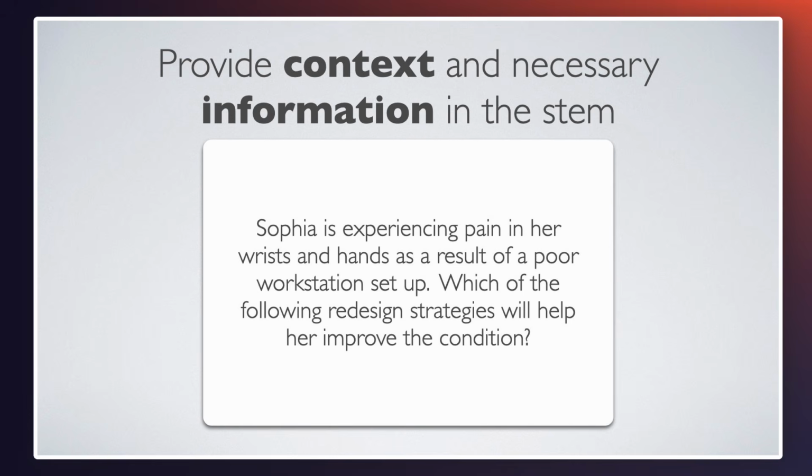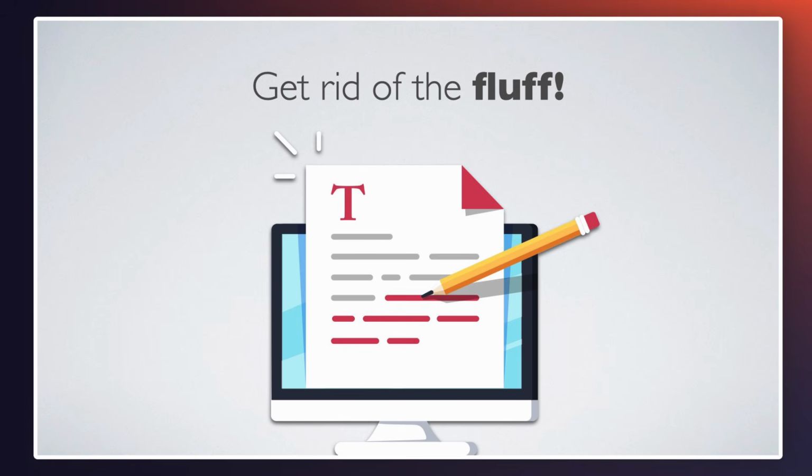Okay, let's move on. The next one is get rid of all the fluff. In the previous one, I said provide context and necessary information. But if there is anything unnecessary or very wordy, reduce its size, make it crisp, make it short and sweet, and get rid of all the fluff, all the things that will distract the learners from answering the questions. Keep your question stem sweet and short.